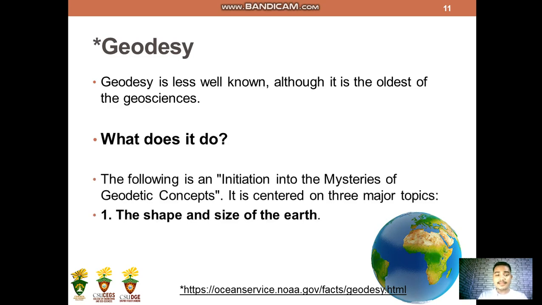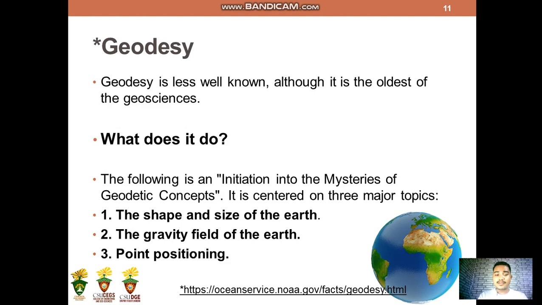The following is an initiation into the mysteries of geodetic concepts. So Geodesy is centered on three major topics, which consist of the size and shape of the Earth, the gravity field of the Earth, and lastly, per point positioning.